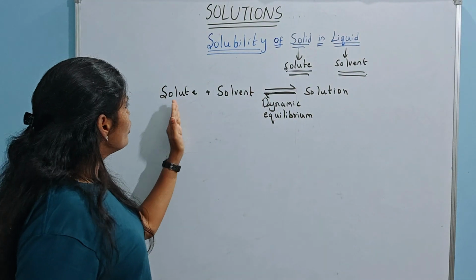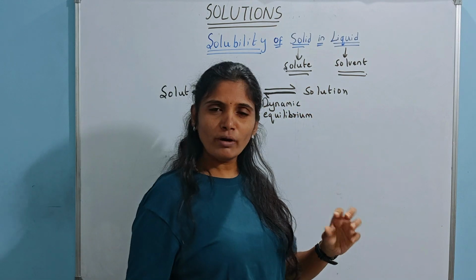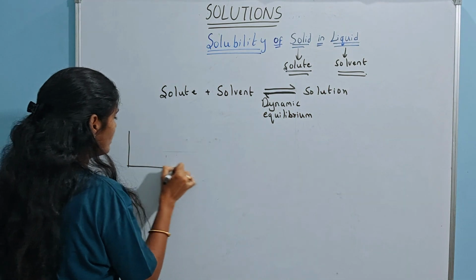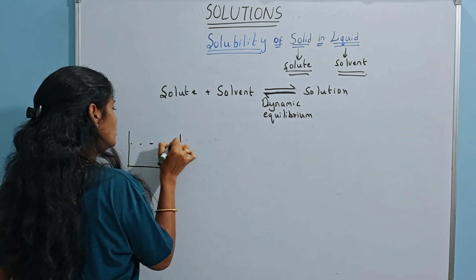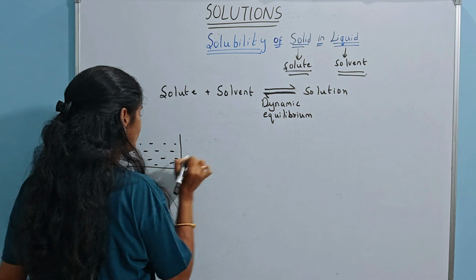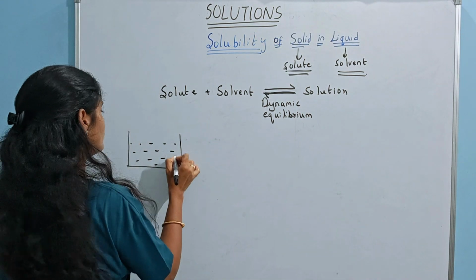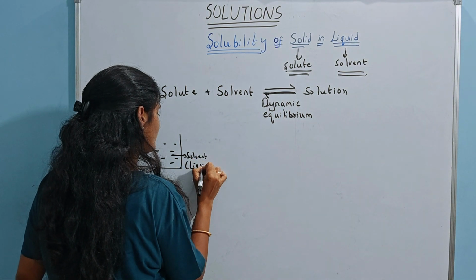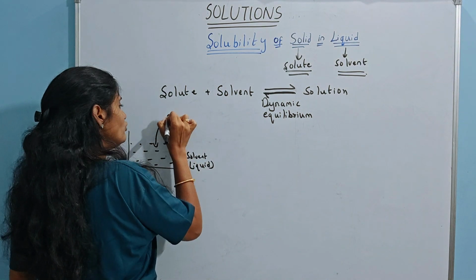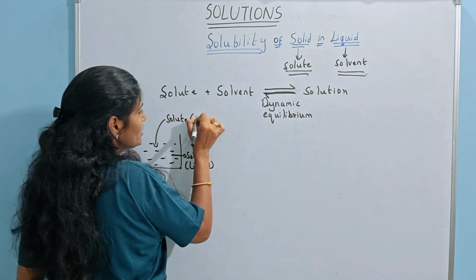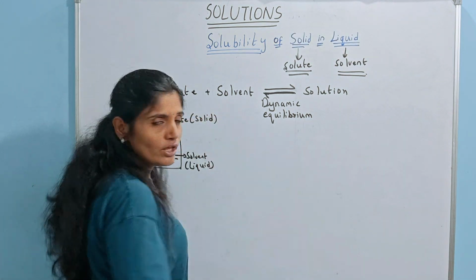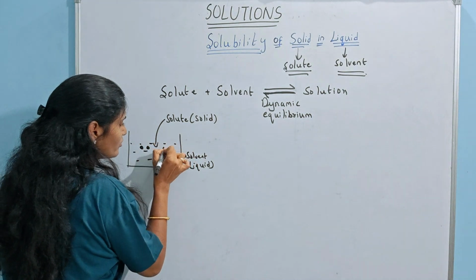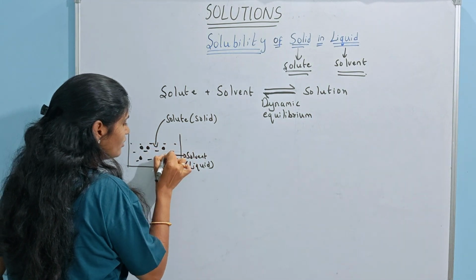Now, solute plus solvent gives solution, we know, but here let us understand two different processes. Let me take a liquid solvent here. So here this is my solvent, which is liquid. Into this I am adding solute, which is solid. Because this is a solid, I'll just represent it like this.